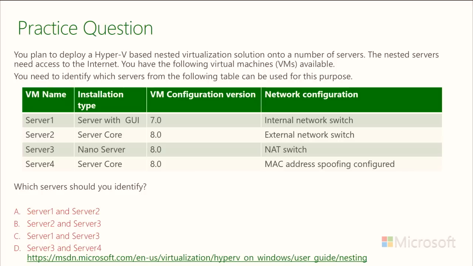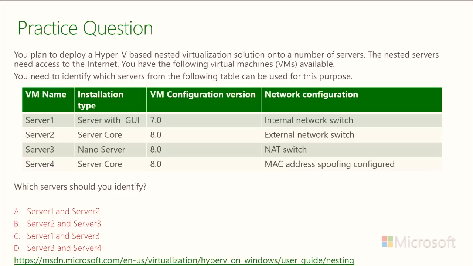And the answer here, again, I don't think this will surprise anyone, is servers 3 and 4 because of the NAT switch on 3. They both have VM configuration version 8.0. MAC address spoofing is configured on server 4. The answer is 3 and 4.